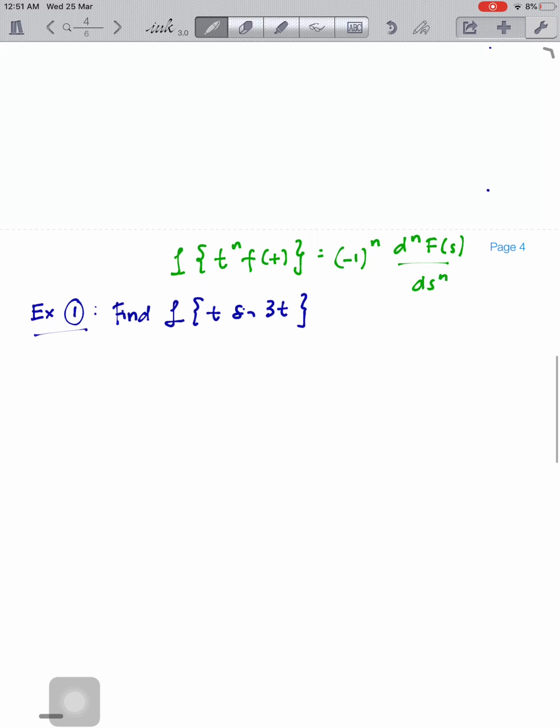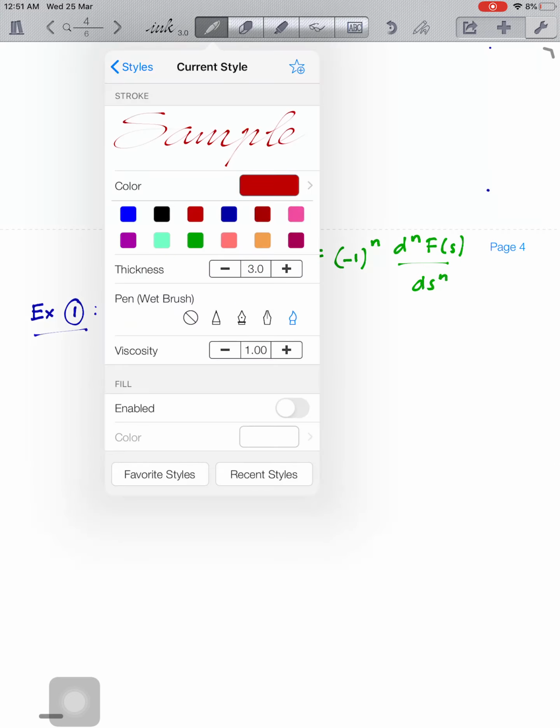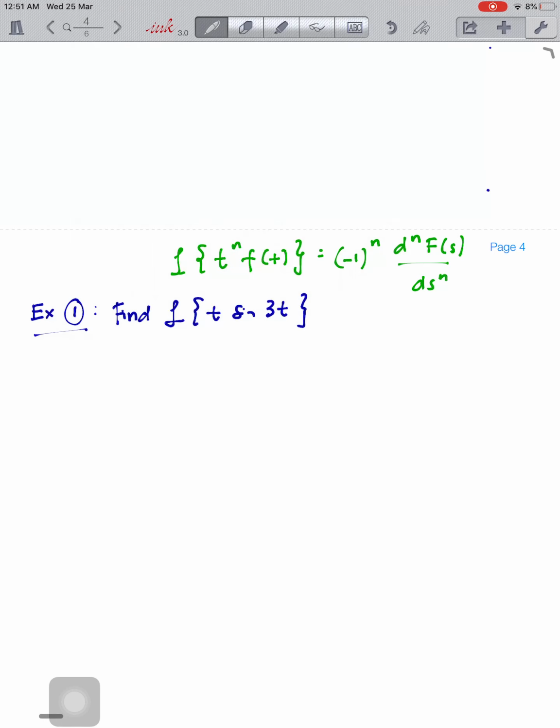So we're going to start applying what we have discussed. Here I'm going to start with the first example. I'm going to find the Laplace transform of t sine of 3t. And because I have t right here, being multiplied by a function of sine 3t, automatically this is going to be the derivative of transform.